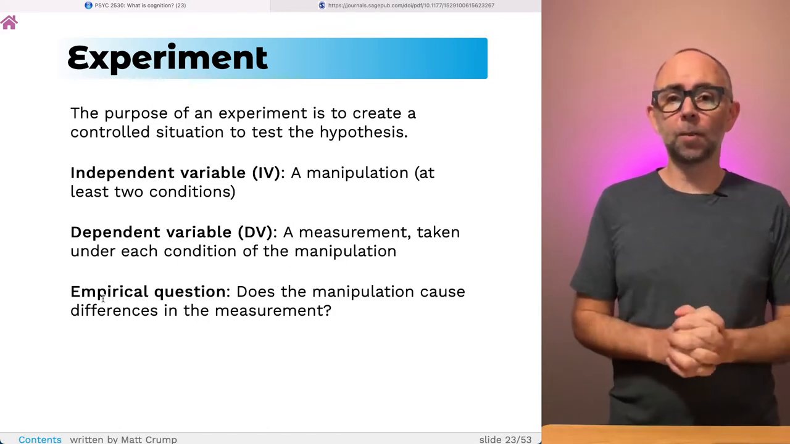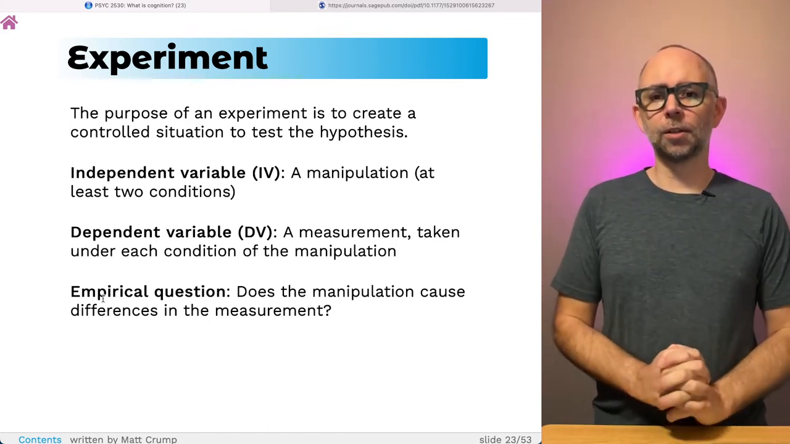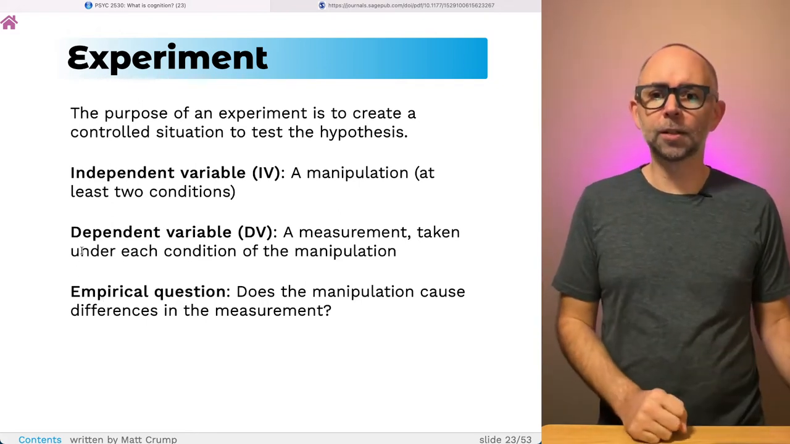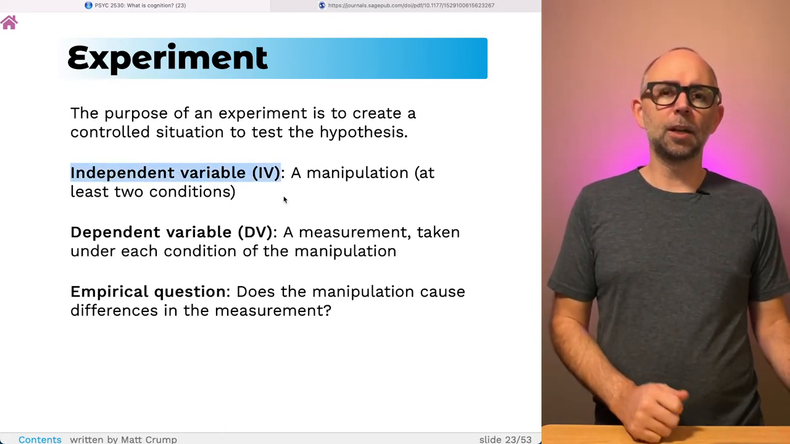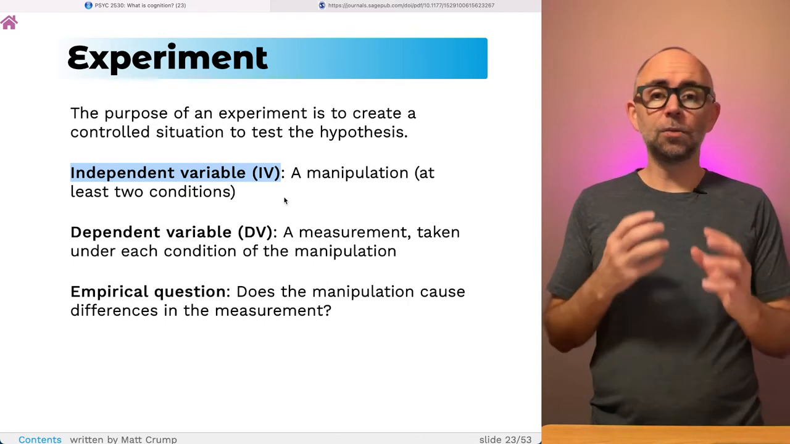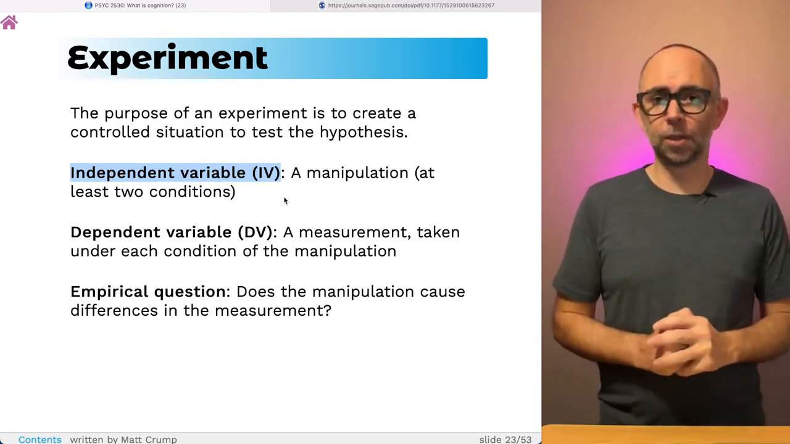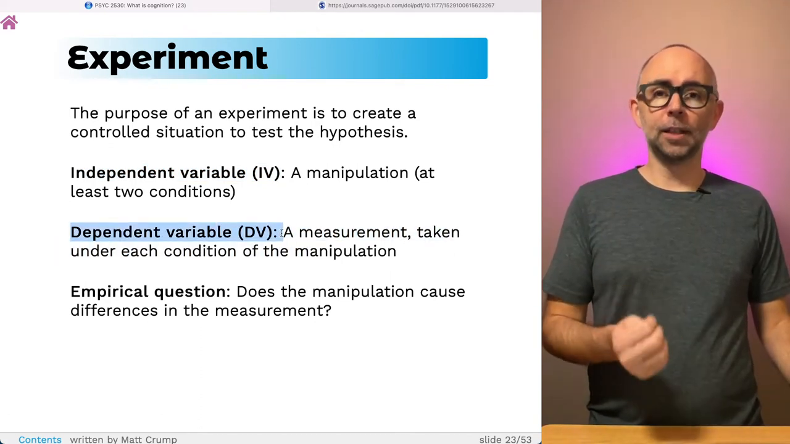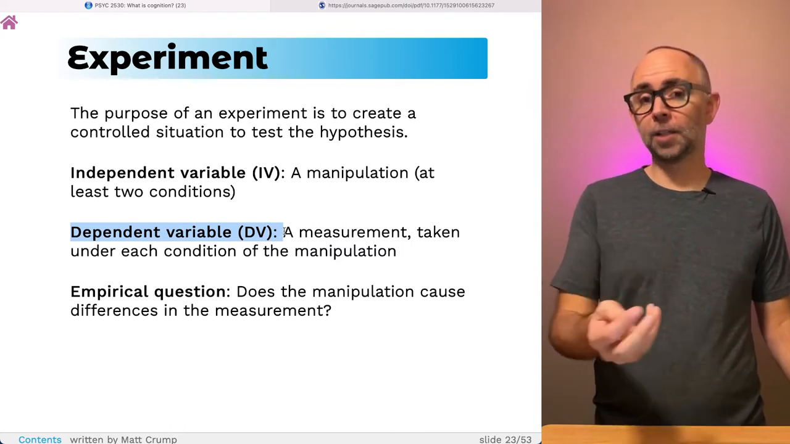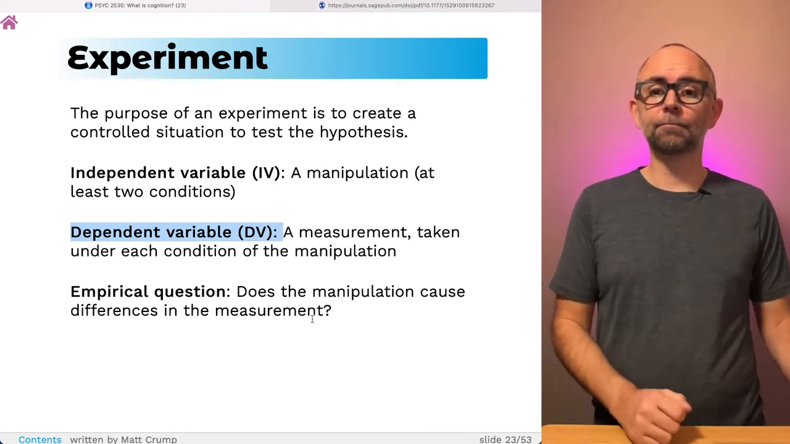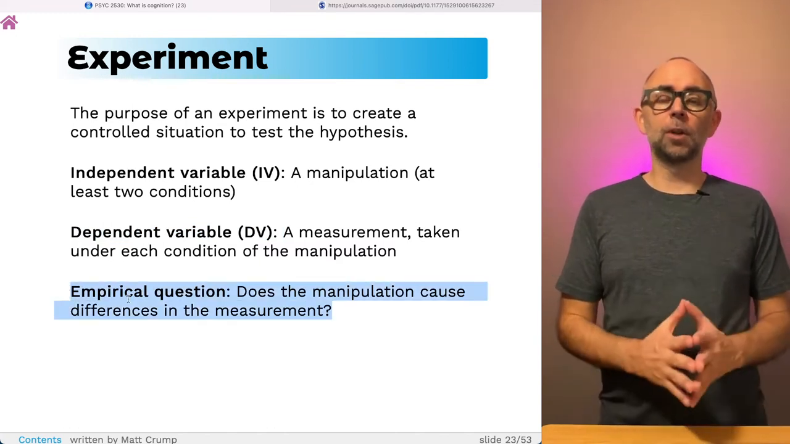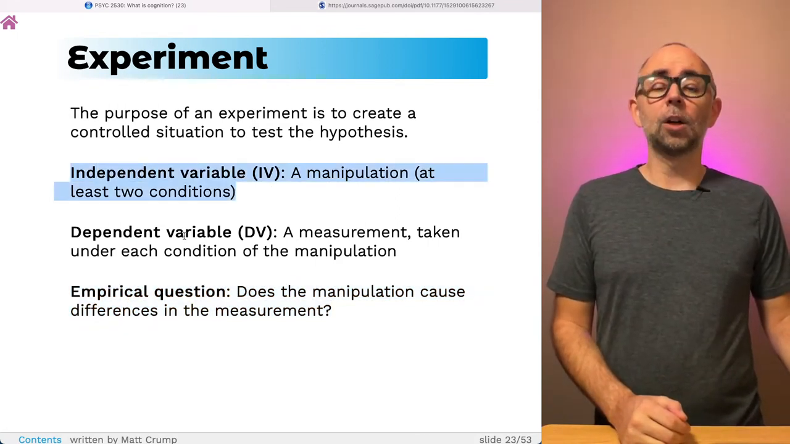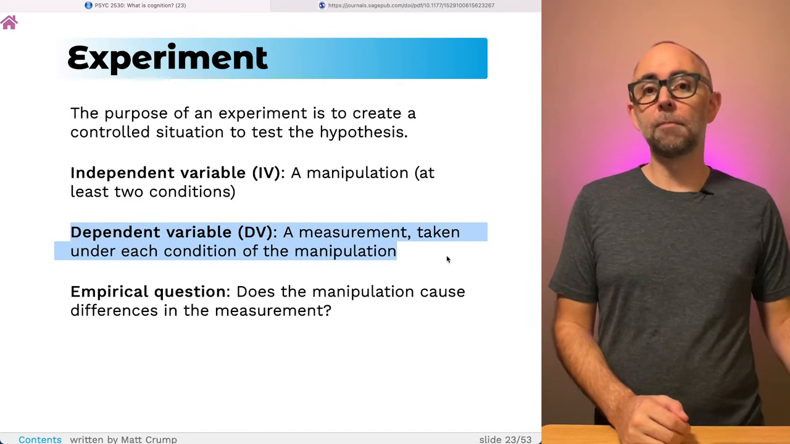So the purpose of an experiment would be to create a controlled situation to test your hypothesis. We'll talk about experiments as having three important components: an independent variable. This is some manipulation that has at least two conditions where you try to change something about the situation. You're going to need a dependent variable. This is a measurement that you're taking. For example, you could be measuring how fast people read under different conditions. And then in general, your experiment will have an empirical question. The question is, did your manipulation cause any differences in your measurement?